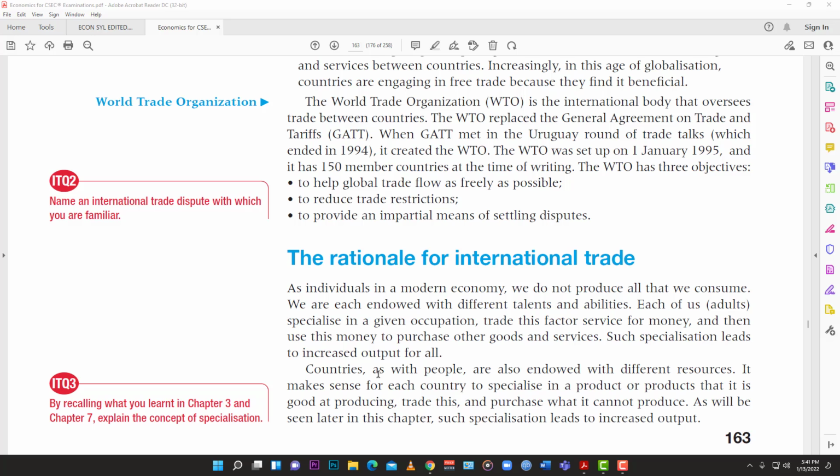It makes sense for each country to specialize in a product or products that it is good at producing, trade this, and purchase what it cannot produce. As we'll be seeing later in this chapter, specialization leads to increased output. So we're saying here that because we cannot produce everything that we need, or we cannot produce it efficiently, we have to engage in international trade. That's one of the main reasons we have to engage in international trade. Because all countries cannot produce everything that they need, or they can, but maybe not at an efficient level.